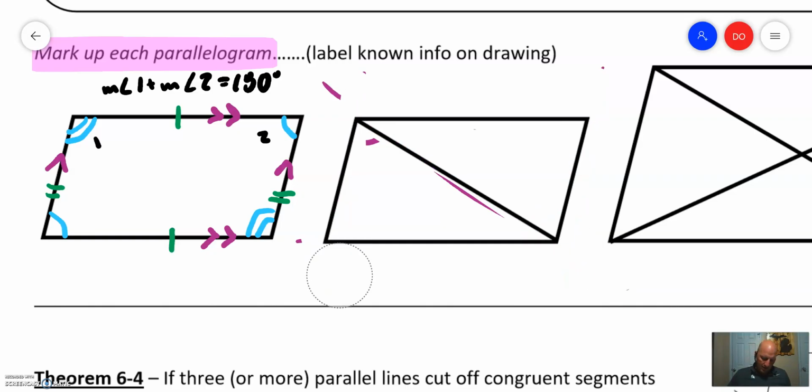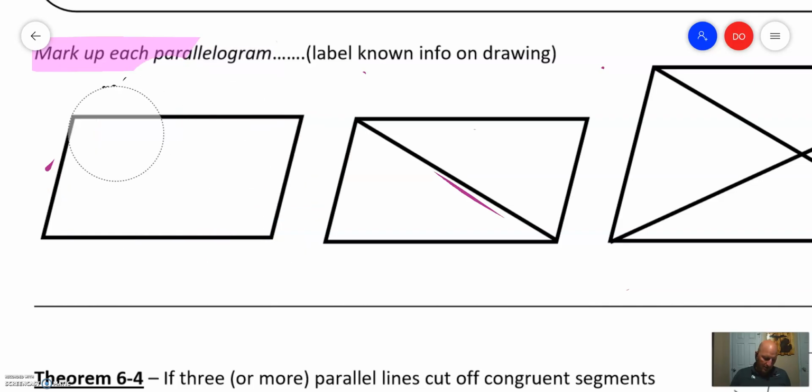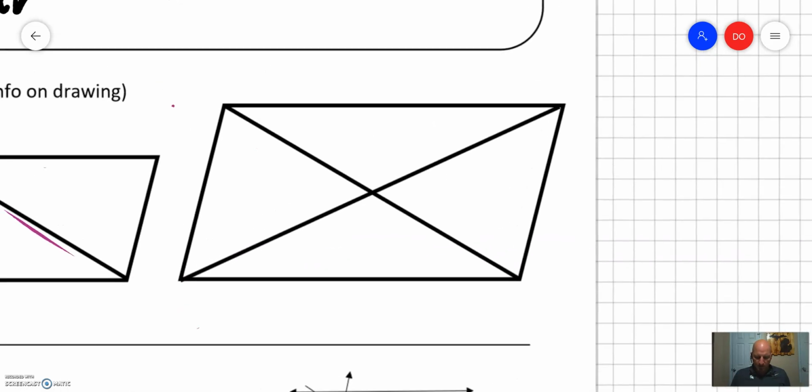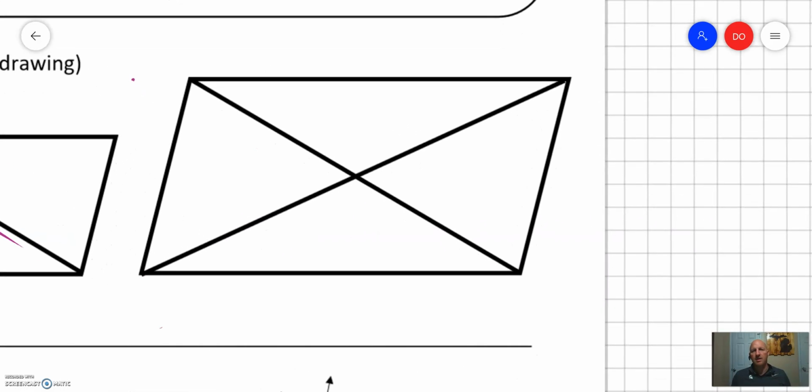Okay, let's explore the last drawing here. We have all sorts of stuff happening with both diagonals drawn inside of this parallelogram. So let's start off with, we know the opposite sides are congruent. We know the opposite angles are congruent. We know the opposite sides are also parallel. So let's jump into some new things that we know.